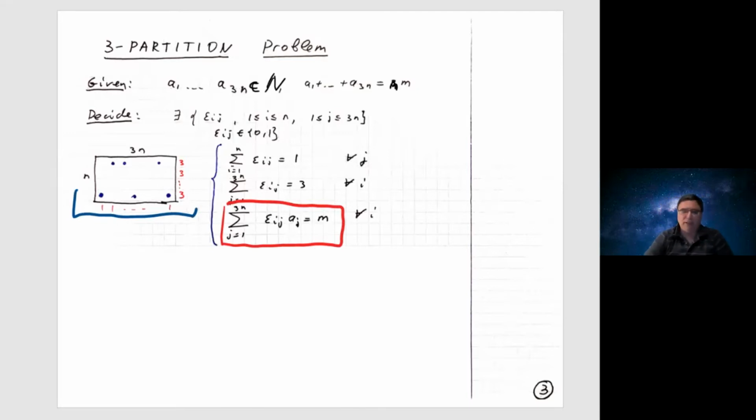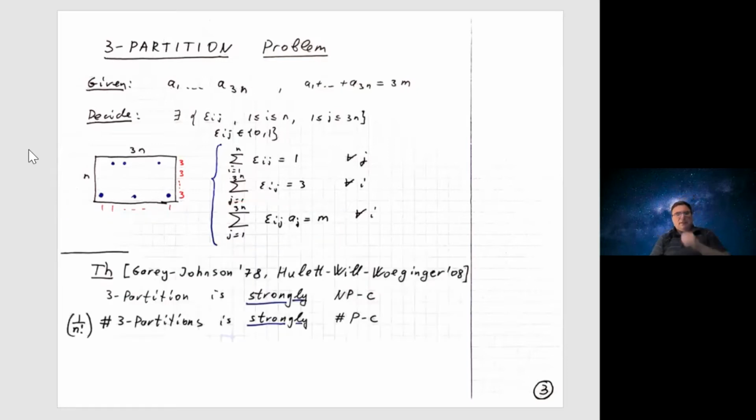It's somewhat less common, I think, than knapsack, but it's still classical. So 3-partition is, I'm going to say what I mean by this, strongly NP-complete, and the number of solutions to 3-partition is strongly #P-complete. Let me explain what I mean by that. What I mean is those integers that I have, a_1 up to a_3n, I'm going to think of them as given in unary rather than in binary.